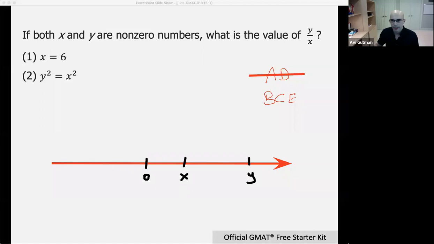If, on the other hand, 0 was actually somewhere in between y and x, what would that mean for the ratio of y to x? Let's say 0 was here. Use the chat box to tell me, what can you say for sure about the ratio of y to x in this scenario that I just drew?